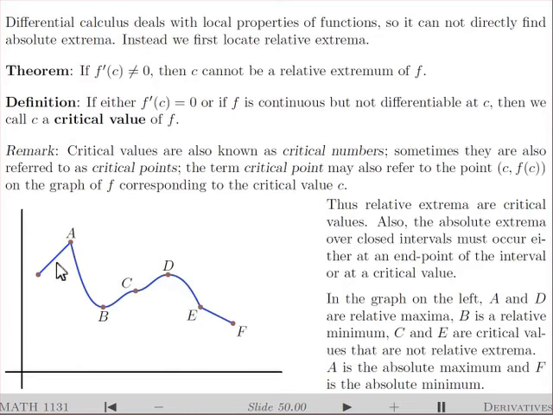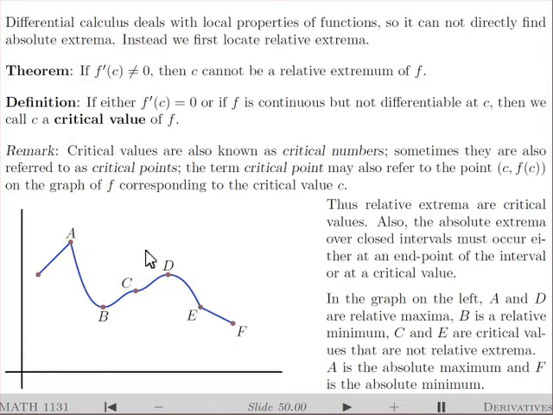I have here the graph of a function which is defined in this interval from this number to this number. A is the highest point on the graph, which means this is the largest value of the function, so it's the global maximum. But there's another relative maximum.